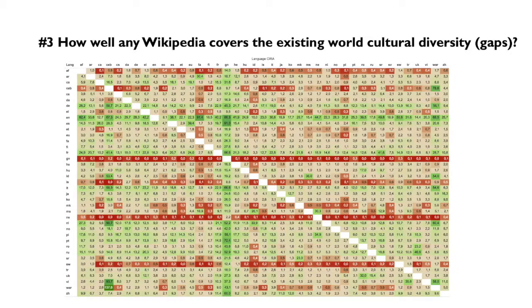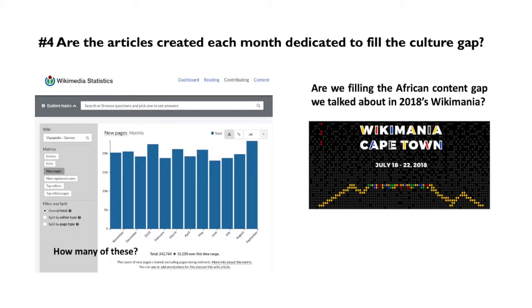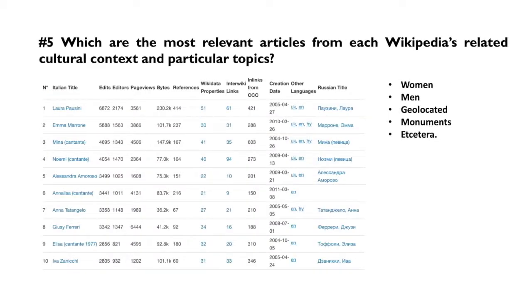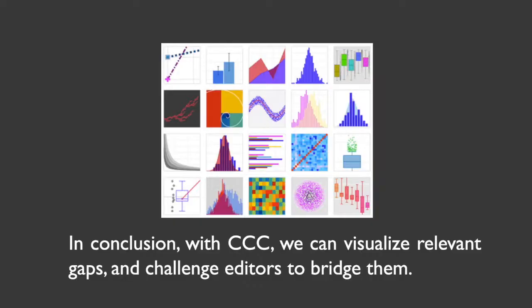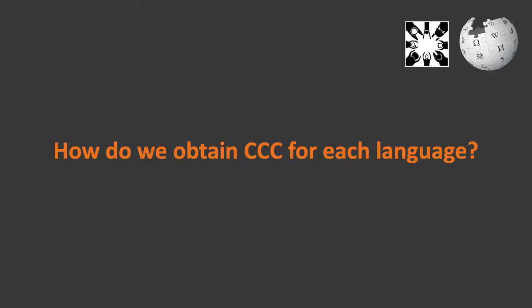that is the culture gaps. And we can do this as a general overview, or we can do this on a monthly basis to understand whether we are bridging the gaps or we are continuously focusing on our own context. And finally, having this dataset, we can also answer the question of which are the most important topics and articles that should be translated as a priority. In conclusion, with CCC, we can visualize relevant gaps and challenge editors to bridge them.